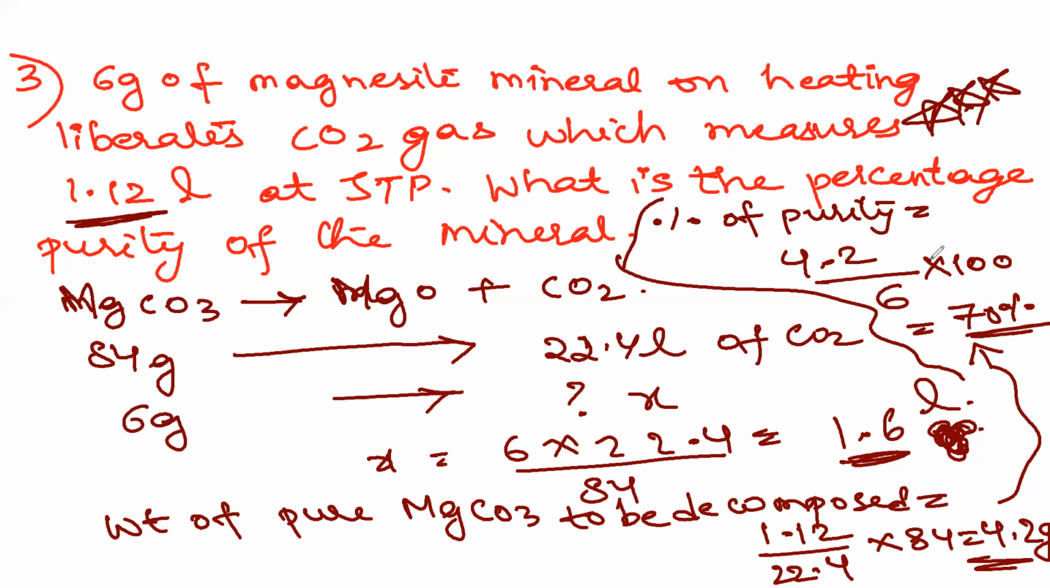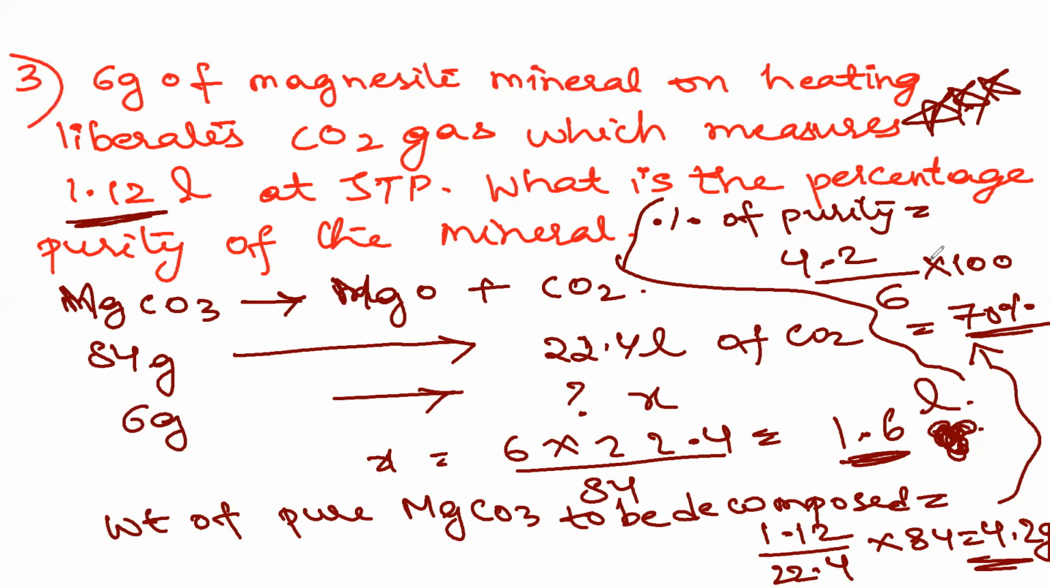So 6 grams gives how much? Actually, it should give 1.6 liters, but unfortunately, it has given only 1.12 liters. So the magnesite mineral is not 100% pure. To know the impurity, we should know the actual pure magnesite to be decomposed to give 1.12 liters of carbon dioxide gas. That can be calculated as 1.12 by 22.4 into 84, which is around 4.2 grams. So to produce 1.12 liters, we require only 4.2 grams of pure magnesium carbonate.